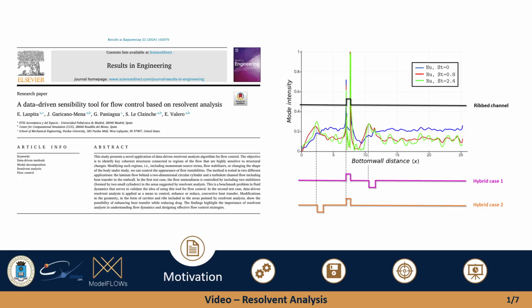I want to introduce you to one of the tools that we have implemented for flow control using Resolvent analysis. This work has been published in Results in Engineering in 2024, and basically what we do is apply this algorithm to analyze different flow databases, such as the validation in a classical flow past a cylinder, but also in a turbulent channel with heat transfer to try to enhance the heat transfer in the wall without penalizing too much the drag.